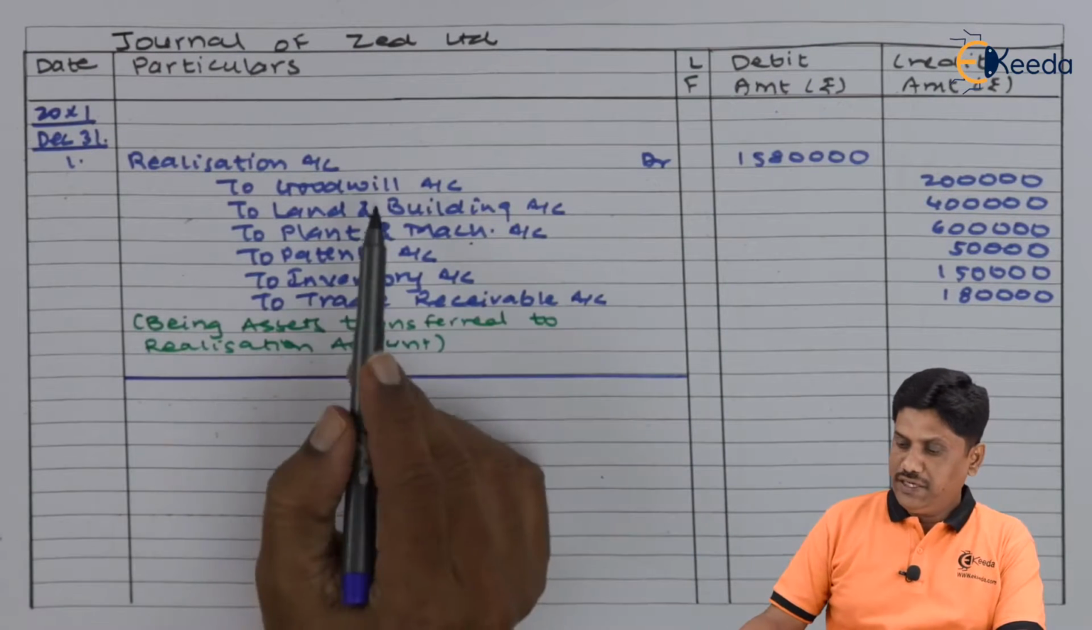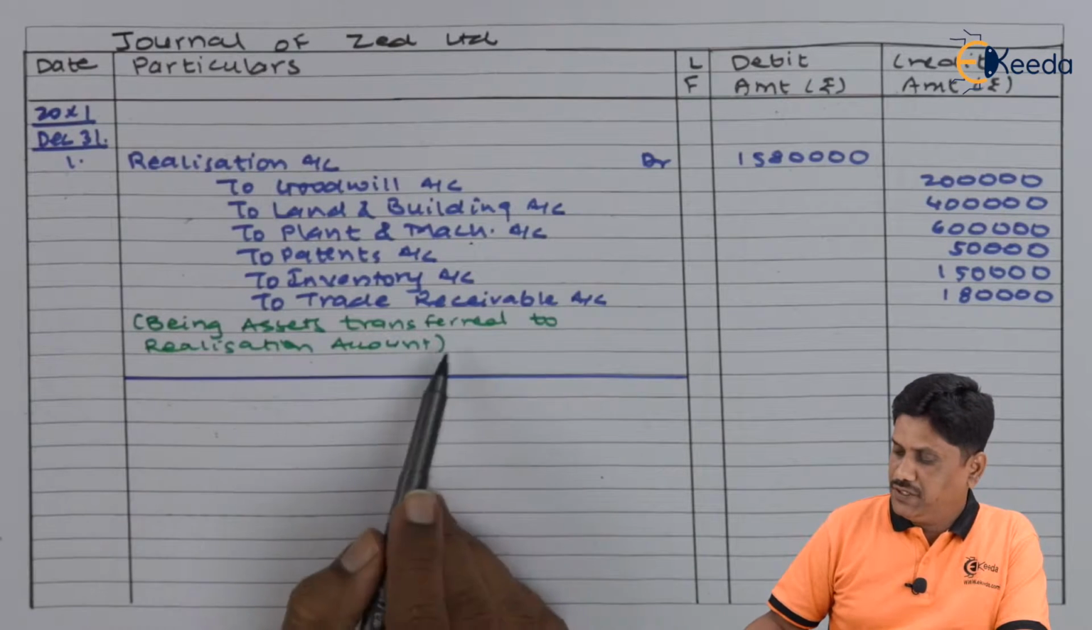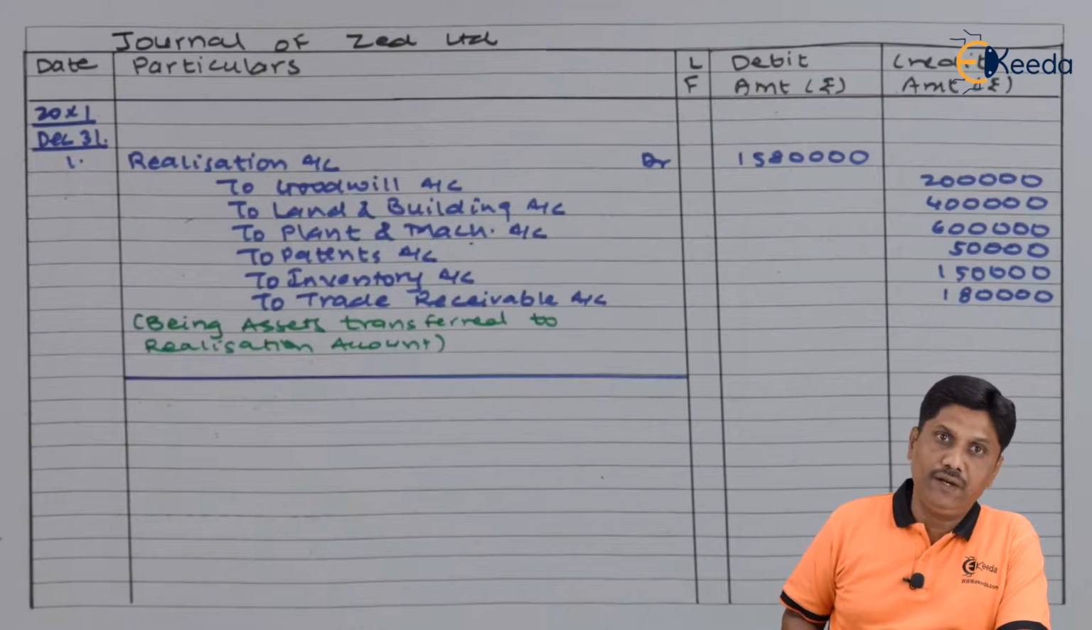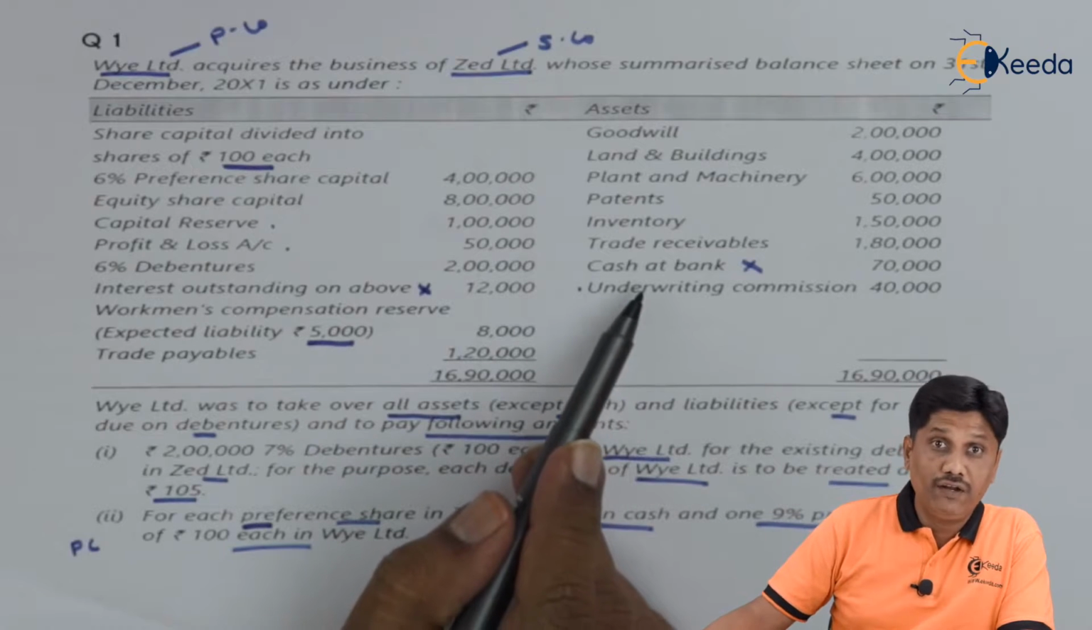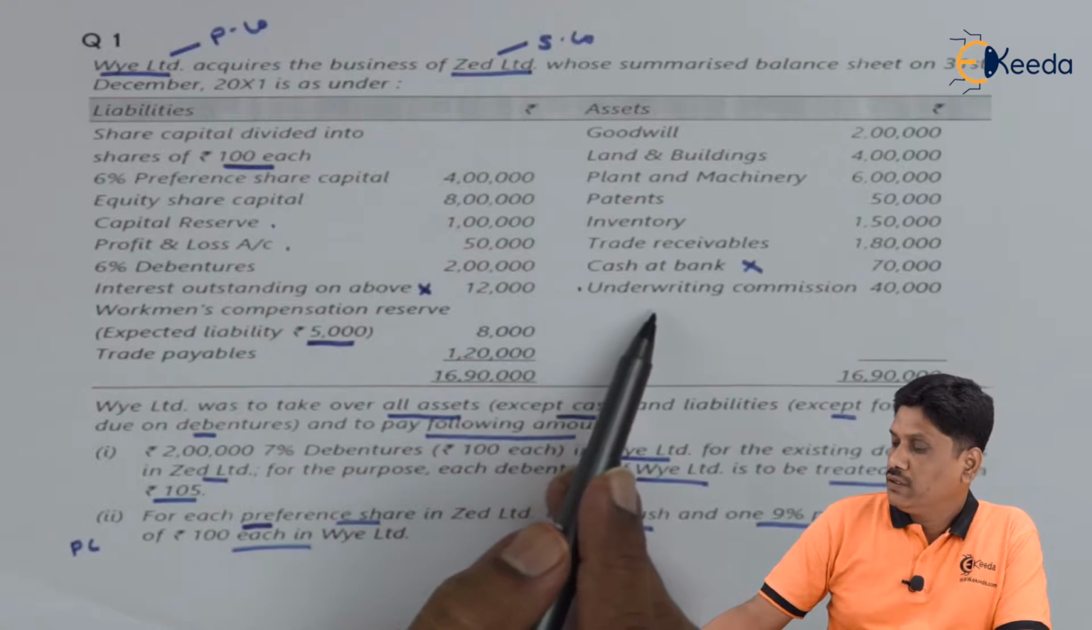Friends, you can notice the entry: realization account debit, and each of these asset accounts is credited, being assets transferred to realization account. So a simple entry we have done. Let us see the next entry. For cash account there will not be any entry. It is just the opening balance of bank account.